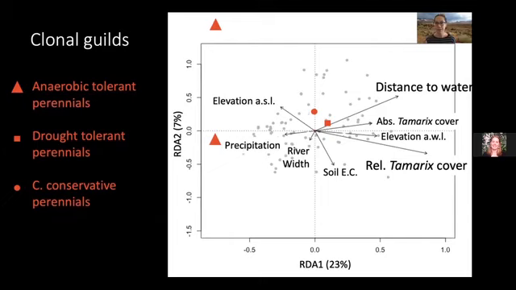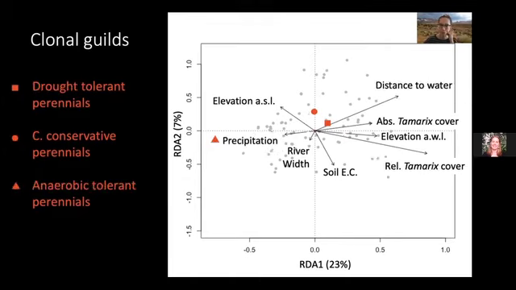On the other side of things, we have the clonal anaerobic tolerant perennials, which we were able to do a follow-up analysis with and found that they were significantly correlated with both Tamarix cover and distance to water. So these anaerobic tolerant perennials are more common in wetter sites with lower Tamarix cover. And then the clonal drought tolerant perennials were related to distance to water here, but not strongly related to Tamarix cover.